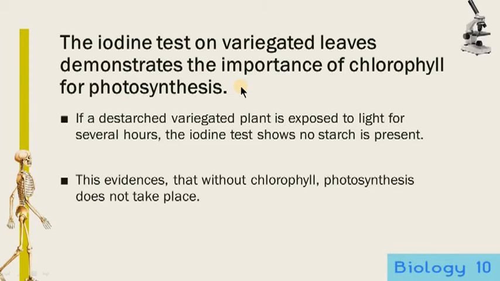The test is simple. First, we can destarch the variegated plant, and then expose it to light for several hours. If photosynthesis begins to take place, then starch should be present. But the iodine test shows no starch is present. This proves that without chlorophyll, photosynthesis will not take place.